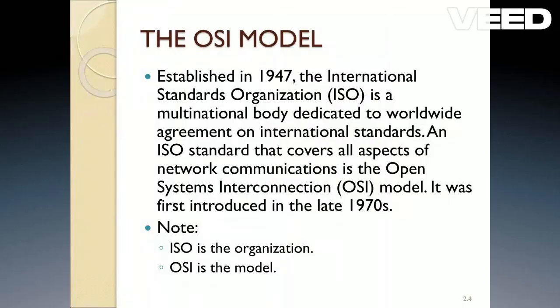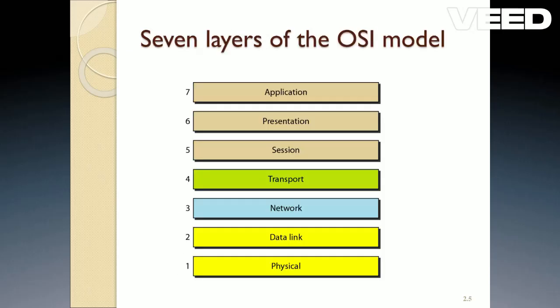OSI means Open System Interconnection model. It was established in 1947. The International Standards Organization has established the OSI model. ISO is a standard that covers all aspects of network communications. Here, ISO means the organization, and OSI means the model.